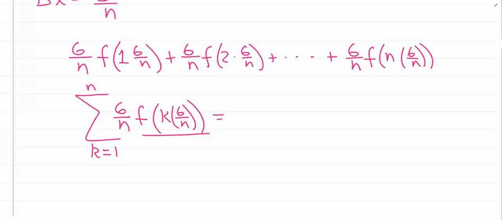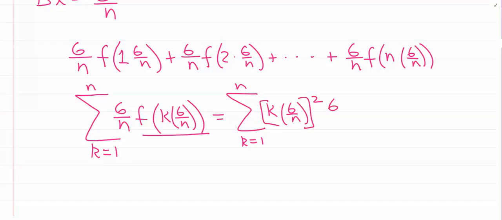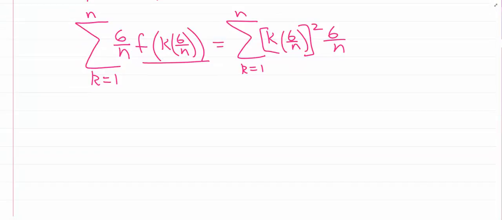Now, I'm going to rewrite this bad boy right here. And here's what I'm going to do. Since we're dealing with x squared, I've got the sum from k equals 1 to n of k times 6 over n, squared, times 6 over n. Does everybody see what I did? Because f of x is x squared, right? So instead of saying f of k times 6 over n, I'll just say k times 6 over n squared. That's dandy, right?